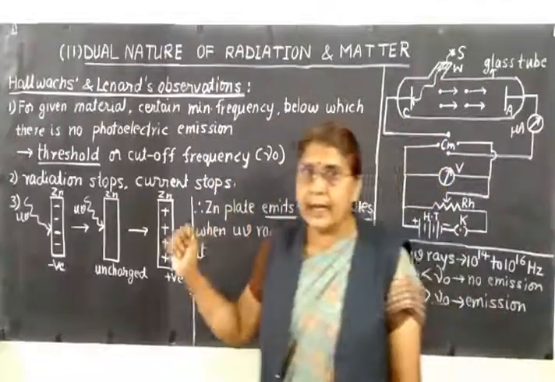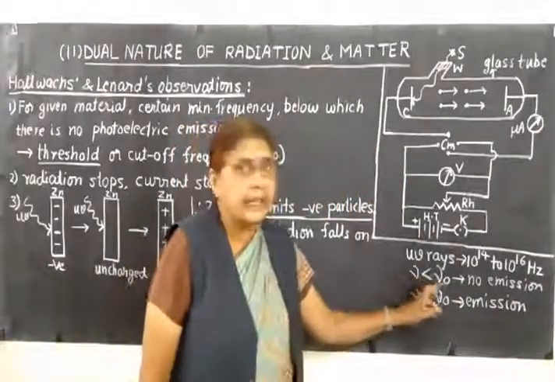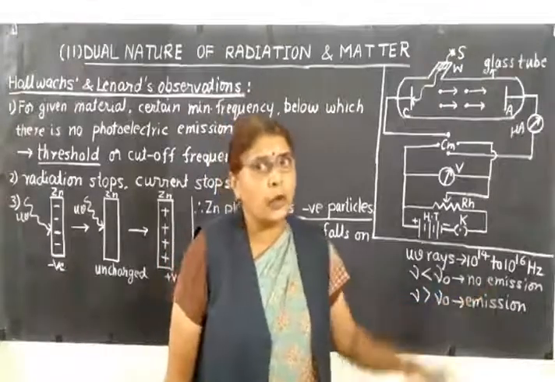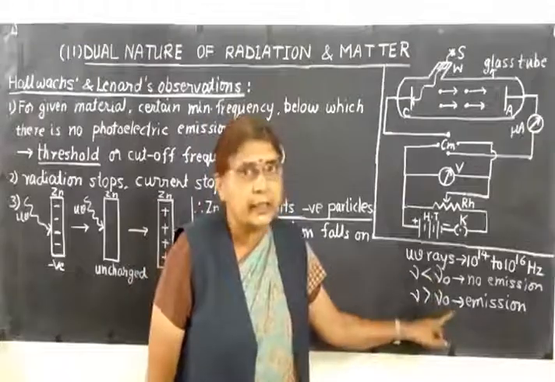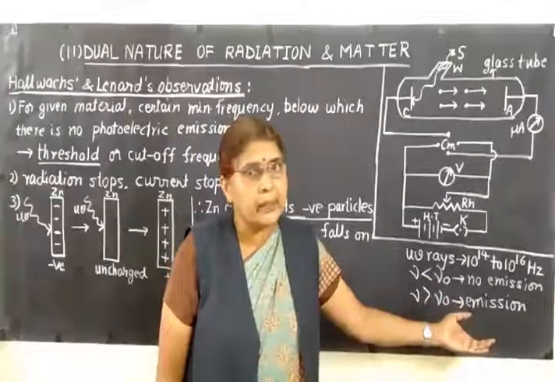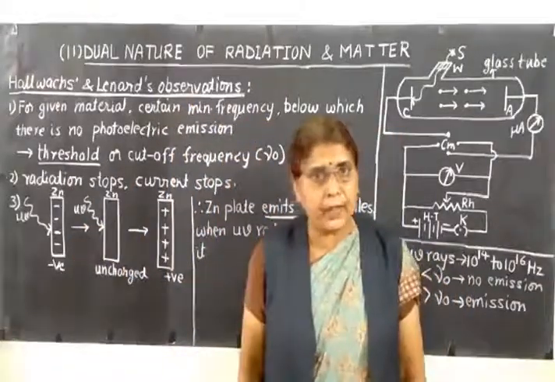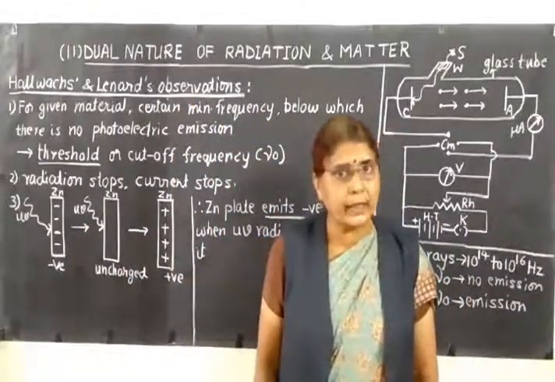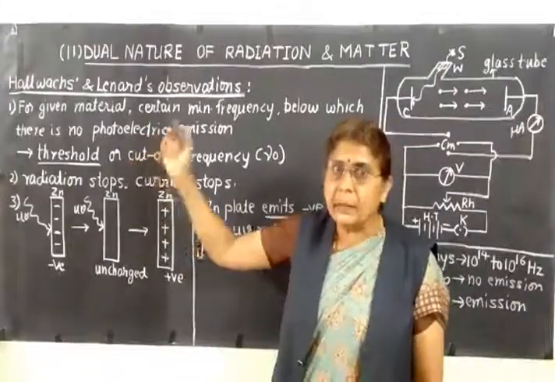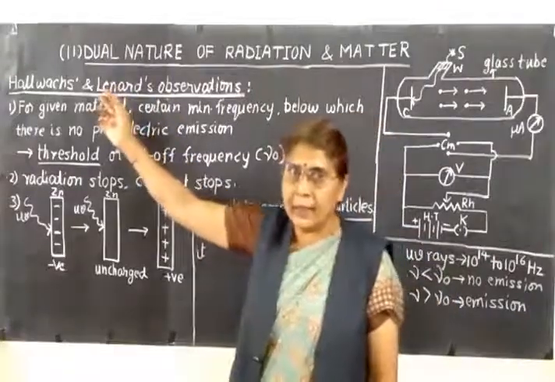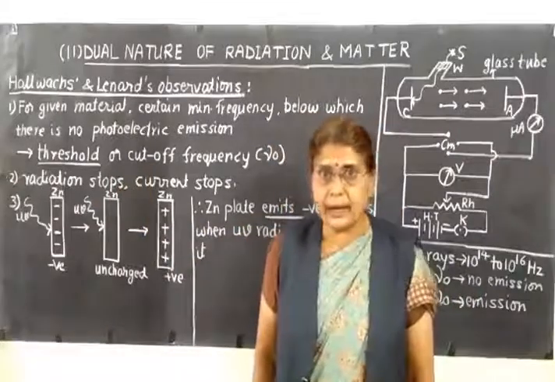So what do you understand? If the frequency of incident radiation is less than ν0, then there is no photoelectric emission. And if the frequency of the incident radiation is greater than ν0, then only photoelectric emission is possible. So for a given emitter, there is a certain minimum frequency below which there is no photoelectric emission. And this frequency we call the threshold frequency. It depends upon the material of the emitter. Now coming to the second conclusion made by Hallwachs and Lenard.